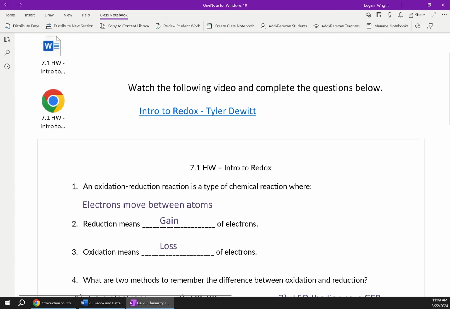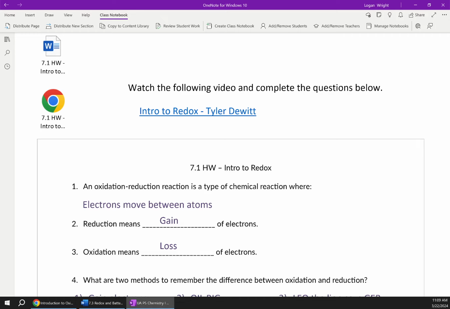An oxidation reduction reaction is a reaction in which electrons move from one atom to another. Reduction means gain of electrons. Oxidation means loss of electrons. What's another way you could choose to remember it? OIL RIG. Oxidation is loss. Reduction is gain.